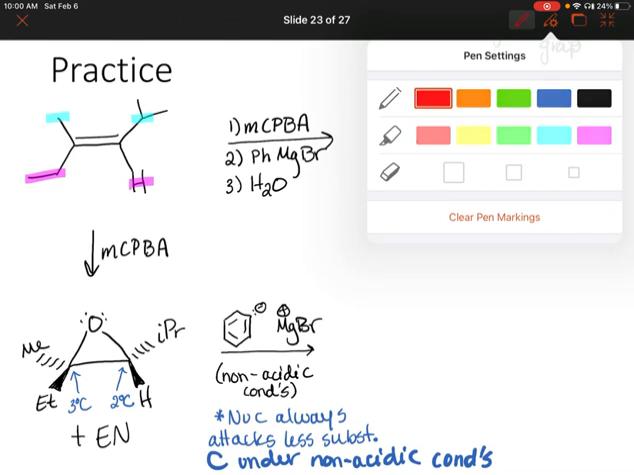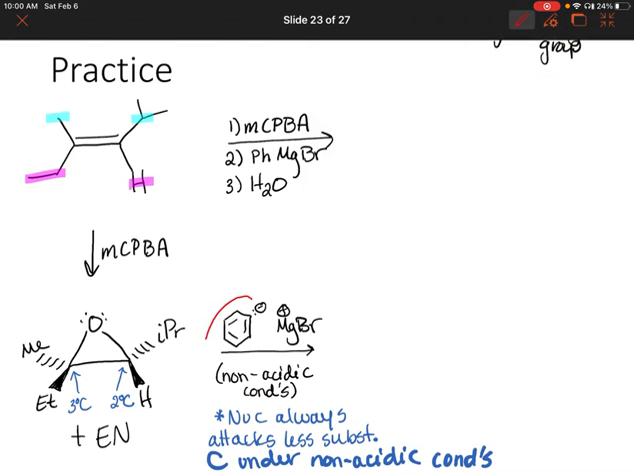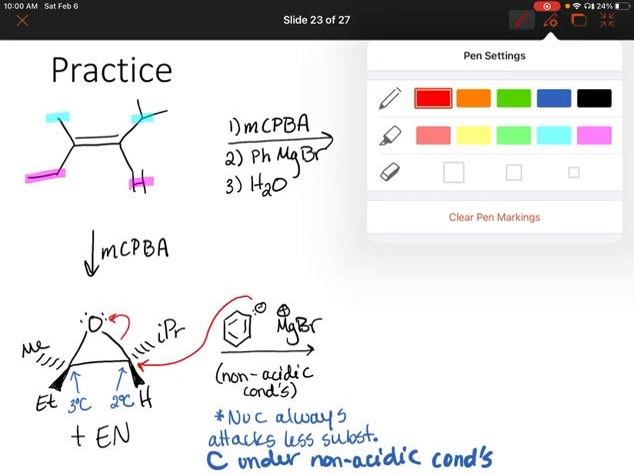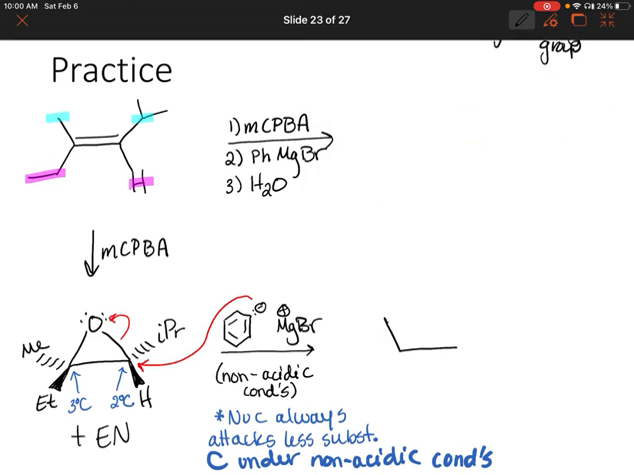Okay, so let's draw the phenyl group attacking that carbon. The ring opens up. All right, so now we have our phenyl group bonded to the secondary carbon, and we have a negatively charged oxygen on the tertiary carbon. And then I'm just going to draw in all of our other groups here.